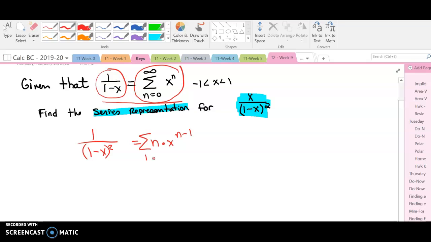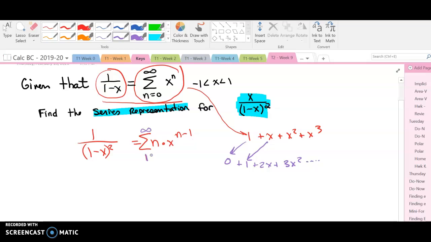1. Because I know that when I have this, I'll have 1 plus x plus x squared plus x cubed. That's what this one's going to be. When I take its derivative, the derivative of 1 is 0, the derivative of x is 1, the derivative of x squared is 2x, 3x squared, etc. And the only way for this to work out is if I start at 1 to infinity.